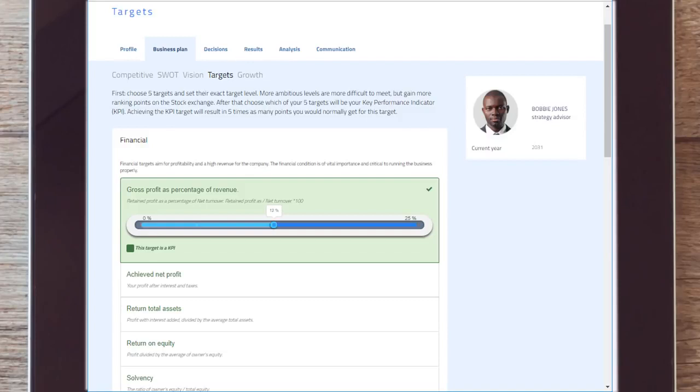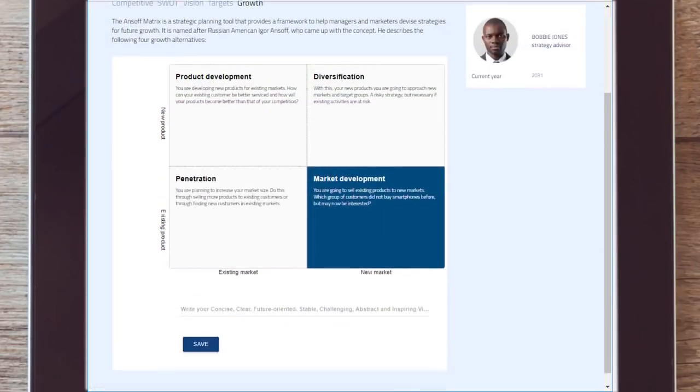You can earmark one of these 5 targets as a key performance indicator. Achieving a target marked as a KPI will boost your score substantially. Finally, pick a growth strategy your company will adhere to on your way to success.